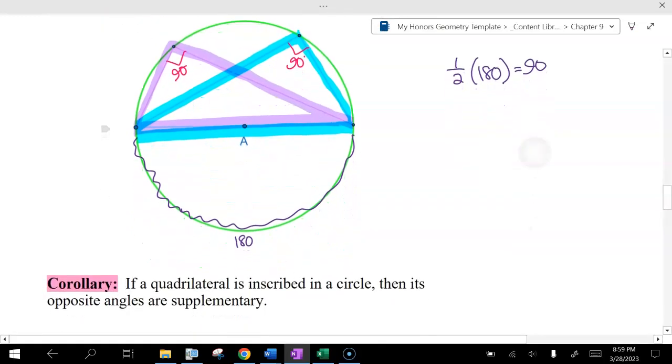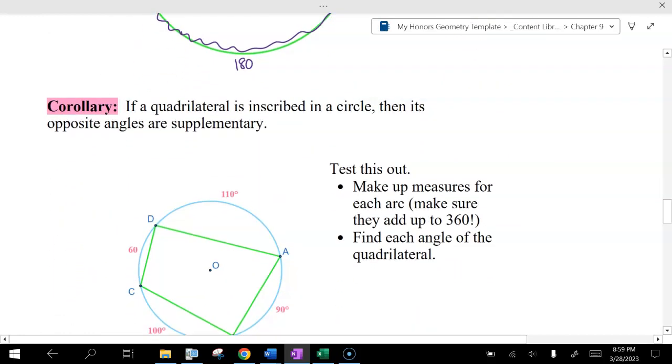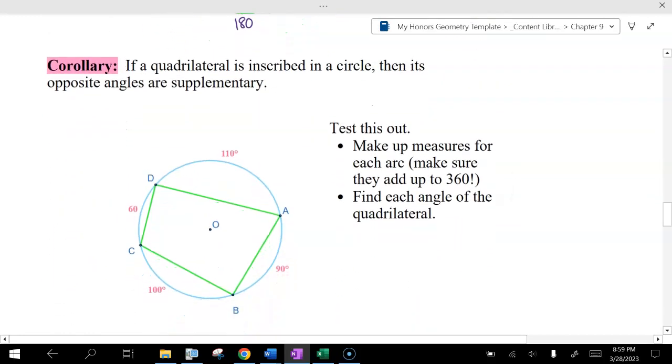And then we have one more corollary here that tells us if a quadrilateral is inscribed in a circle, then the opposite angles are going to be supplementary. Remember, if we're talking about a supplementary angle, then that just means that they add to 180. So here, you could put points around your circle to form your quadrilateral and put different measures of these arcs as long as they add up to 360, and you could test this corollary.